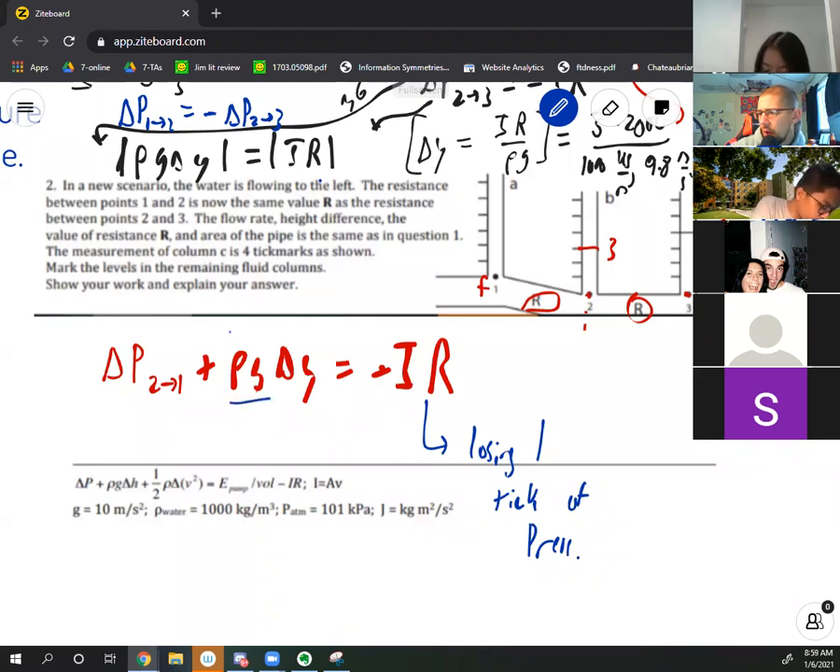Meanwhile, rho G delta Y, now I'm going up. So instead of increasing my pressure like we did when we went from the higher position to the lower position, 1 to 2, now our pressure is going to decrease as we flow uphill. So this is going to correspond to losing 1 tick as well.